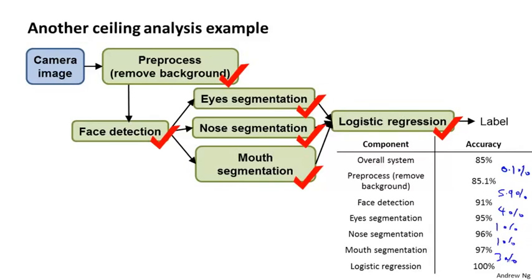So it looks like the components that are most worth our while are when I gave it perfect face detection, the system went up by 5.9 performance. When I gave it perfect eye segmentation, it went up by 4%, and then my final logistic classifier, well, there's another 3% gap there maybe. And so this tells us maybe what are the components that are most worth our while working on.